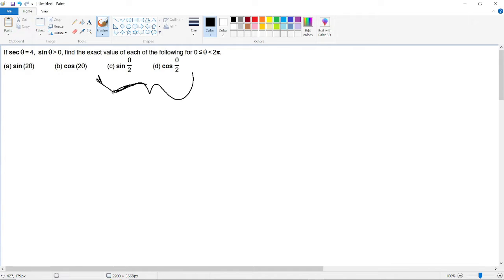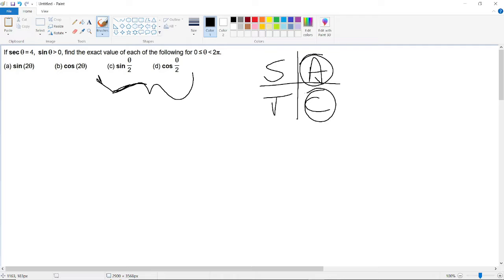So let's find the quadrant of the original angle so we know our sign, plus or minus. Secant is equal to 4. Well, secant goes along with cosine. So secant is positive in the first and fourth quadrants, and then sine is positive, it says greater than 0. That quadrant's out. We're in the first quadrant.